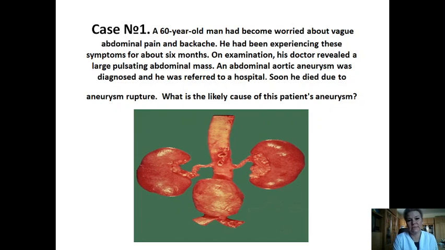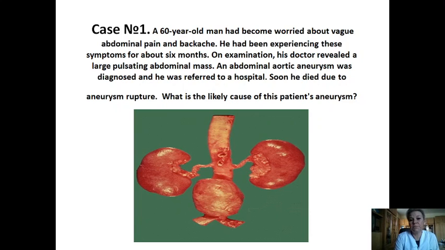First case, situation. A 60-year-old man had become worried about weak abdominal pain and backache. He had been experiencing those symptoms for about 6 months. On examination, his doctor revealed a large pulsating abdominal mass. An abdominal aortic aneurysm was diagnosed and he was referred to a hospital. Soon he died due to aneurysm rupture.